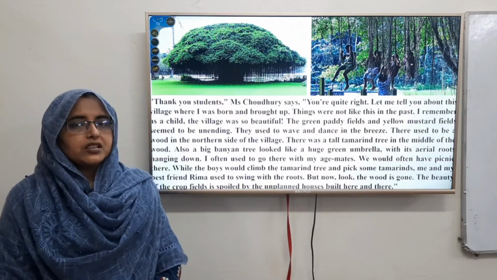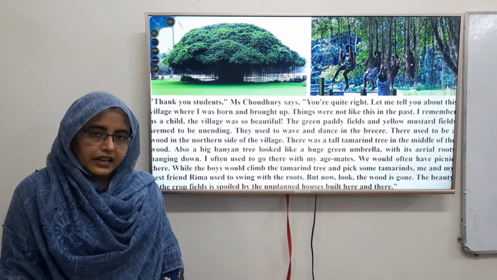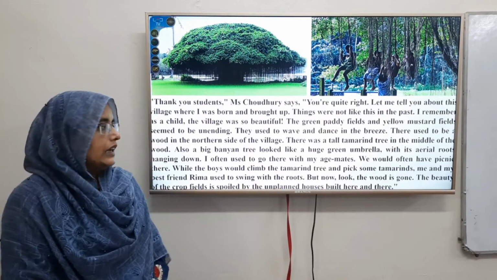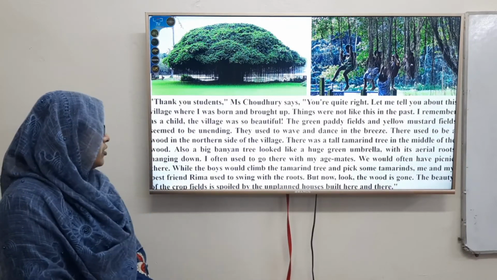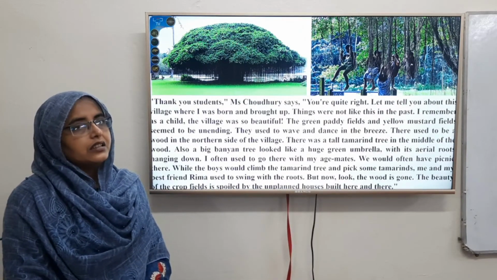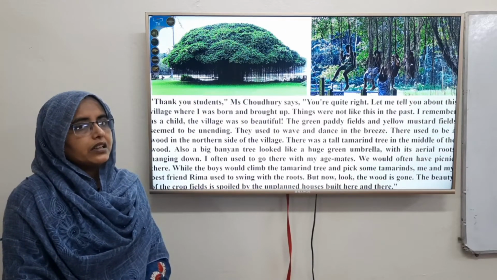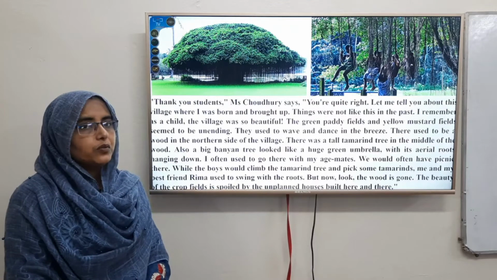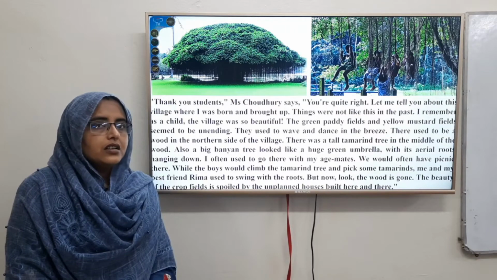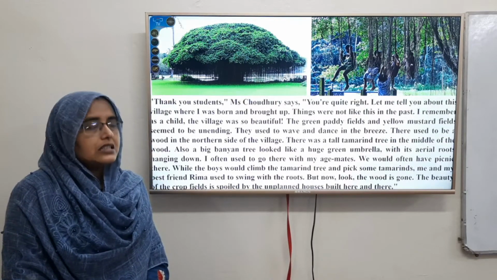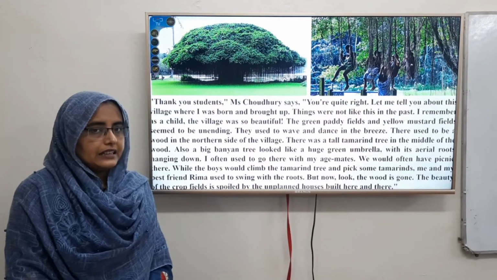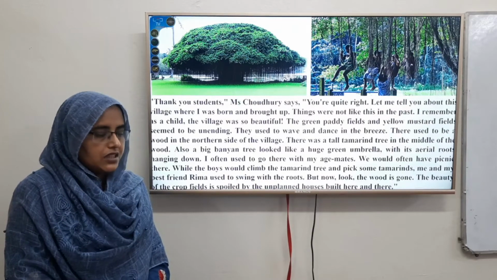But at present situation, do you find any banyan tree around you? All because of the shrinking of lands and the beautiful crop fields spoiled by the unplanned houses built here and there. This is also a reason because people build their houses in an unplanned way. So, learners, this is the text and I think you will read the text once again for 5 minutes, and then here are some MCQ questions.